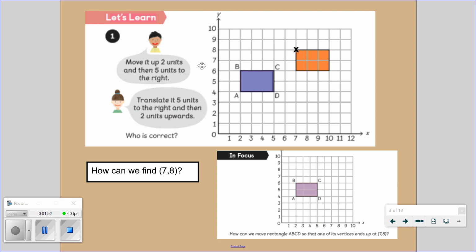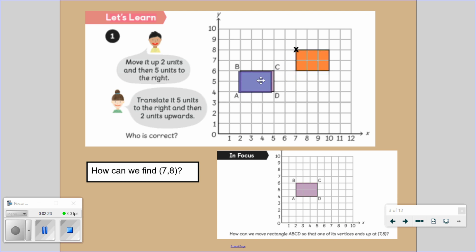Ravi and Emma have some suggestions. Ravi says move it up 2 units and then 5 units to the right. Emma says translate it 5 units to the right and then 2 units upwards. Who's correct? Let's try Ravi's suggestion first. He says to move it 2 units up, 1, 2, and 5 units to the right, 1, 2, 3, 4, 5.